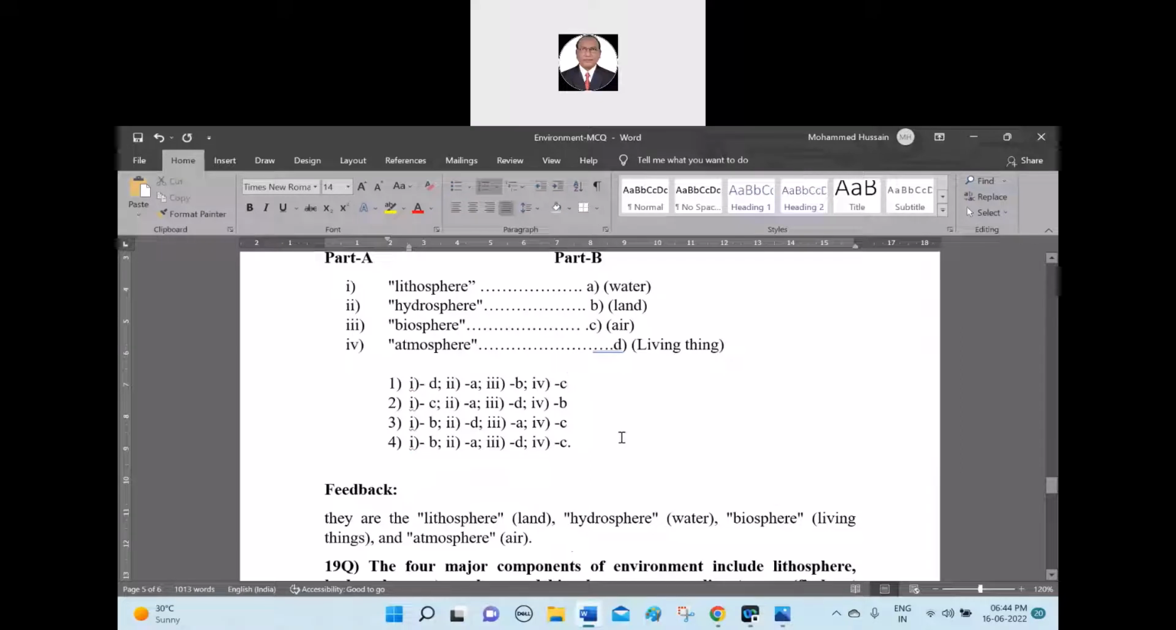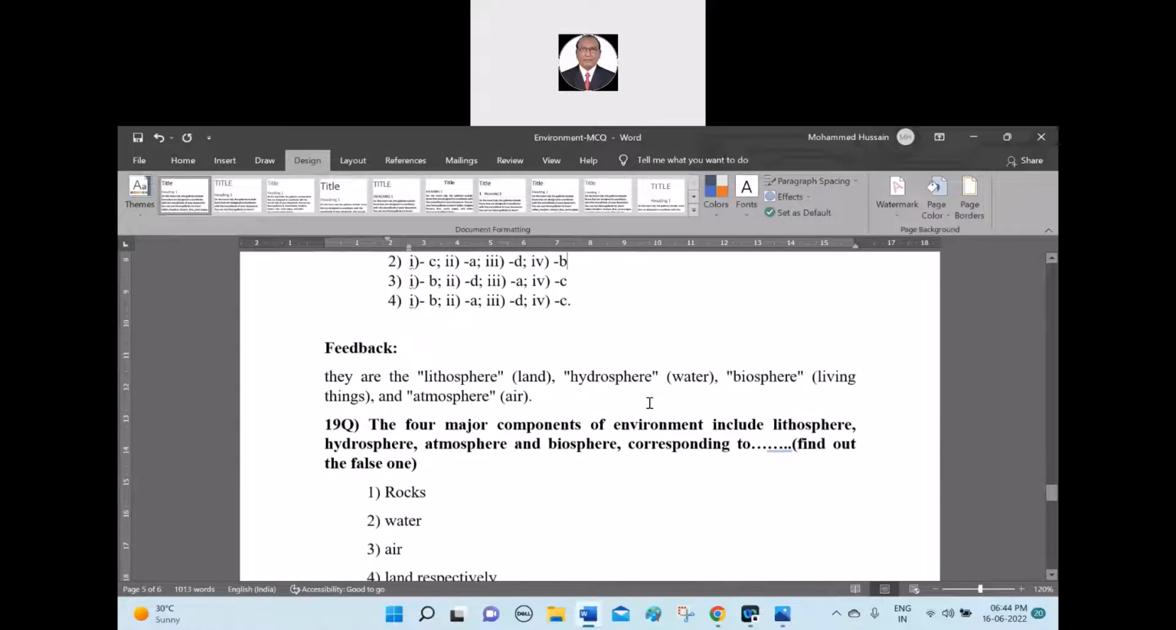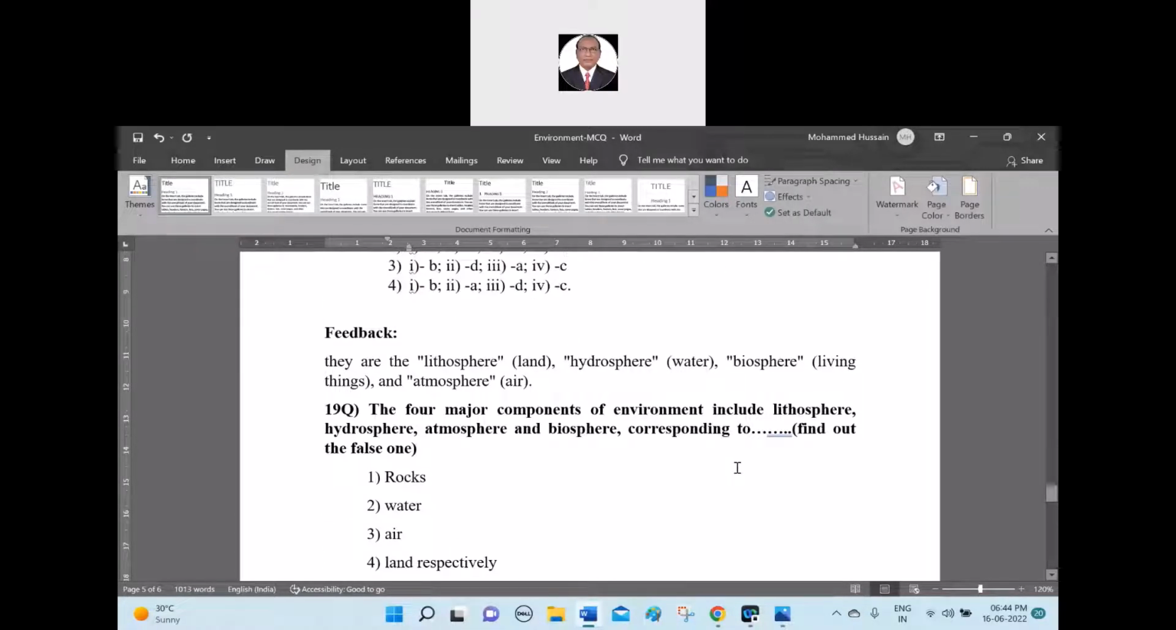Say yes. Yes, sir. Clear. Yes, sir. See, unless you give the answer, I cannot proceed. Yes, next question. Can anyone unmute and read? 19th question. The four major components of environment include lithosphere, hydrosphere, atmosphere, and biosphere, corresponding dash. Find out the false one. Option 1, rocks, 2, water, 3, air, 4, land, respectively.